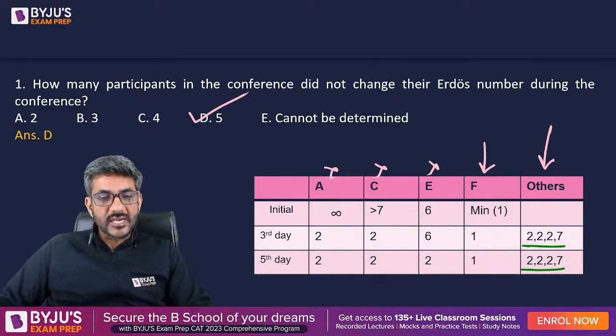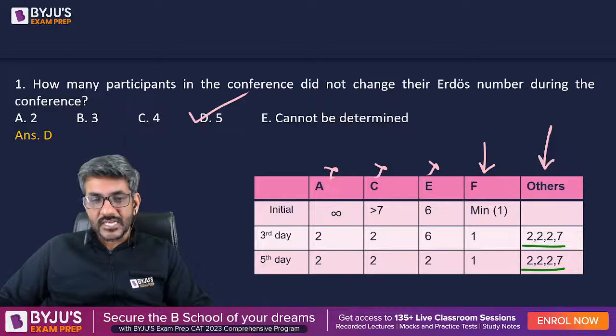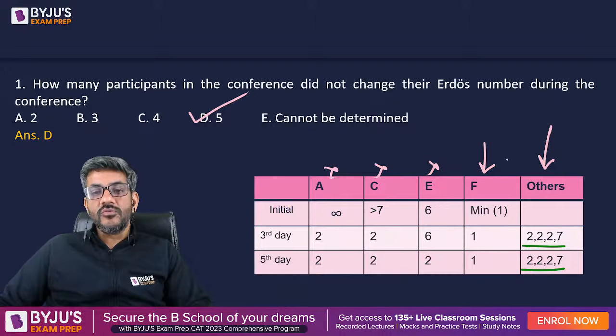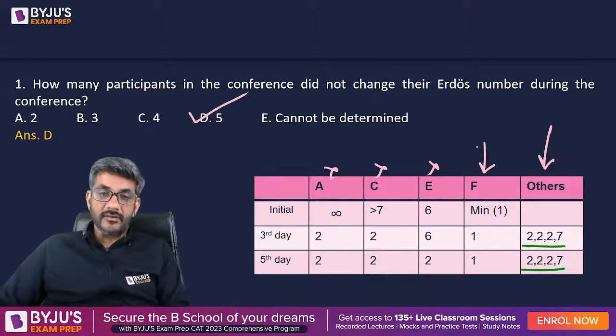अगर आप सबको समझ आ गया है तो प्लीज डू राइट यस इन द चैट बॉक्स सो दैट आई अंडरस्टैंड कि आपको समझ आ रहा है. सो दीज आर दी 5 people who did not change their ADOS number ever.